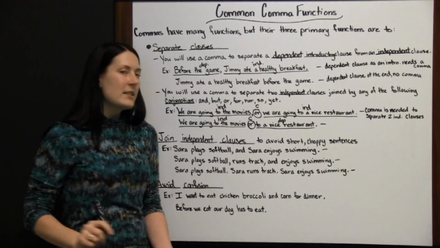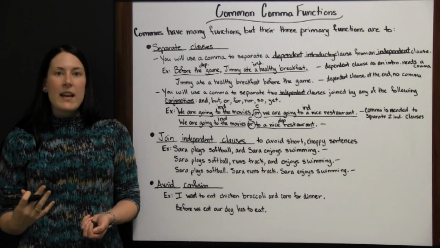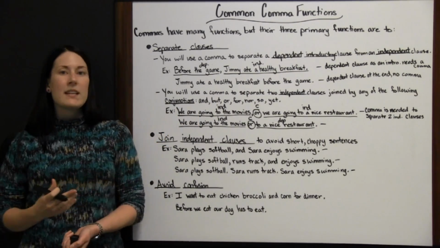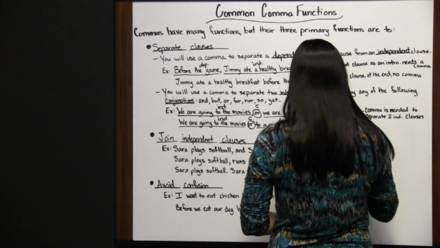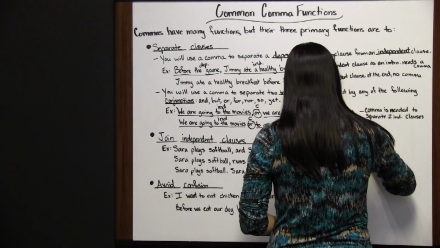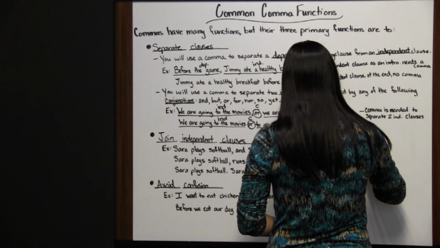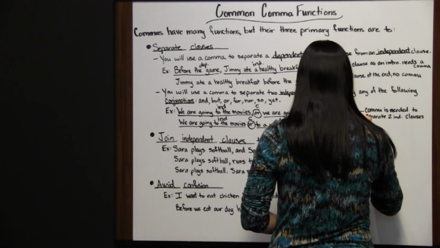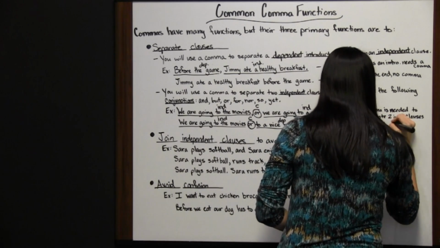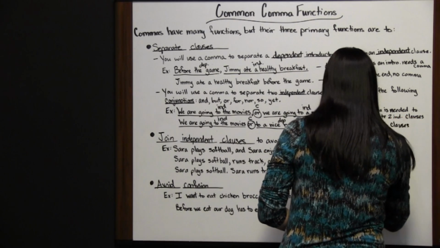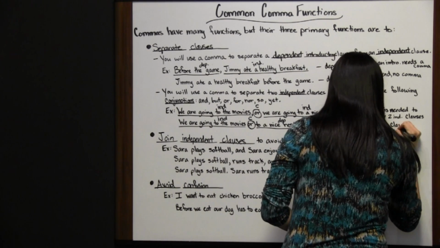To a nice restaurant is missing that. It's missing both your subject and your verb. It's not been made a complete sentence, so it's dependent on the rest of the sentence to make sense. So in this instance, we did not have two independent clauses. So no comma was needed.